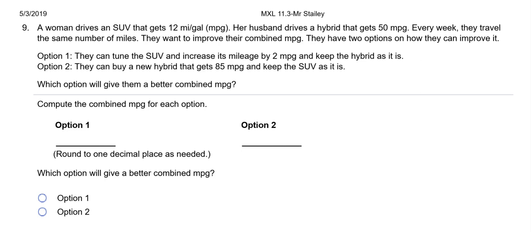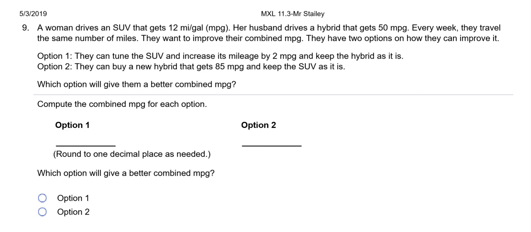They want to improve their combined gas mileage. They have 2 options on how they can improve it. 1, they can tune the SUV and increase its mileage by 2 miles per gallon and keep the hybrid as it is. 2, they can buy a new hybrid that gets 85 miles per gallon and keep the SUV as it is. Which option will give them a better combined miles per gallon?